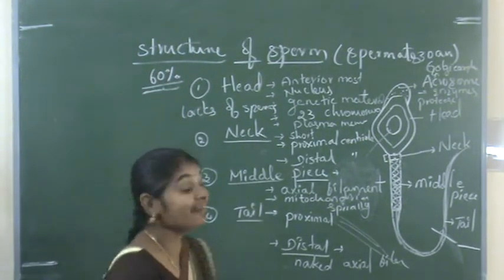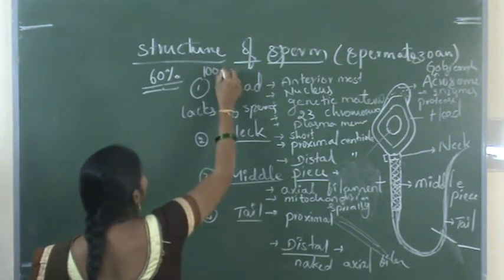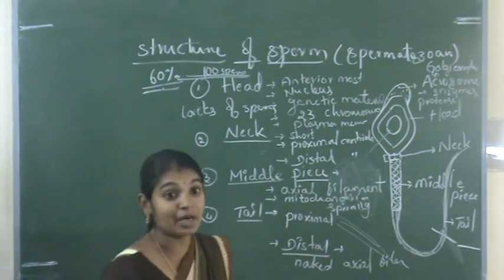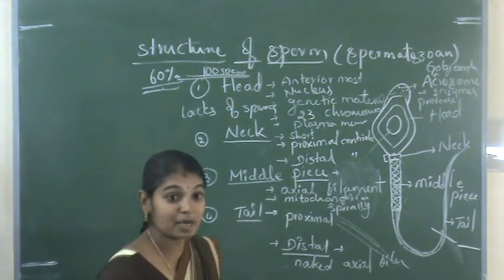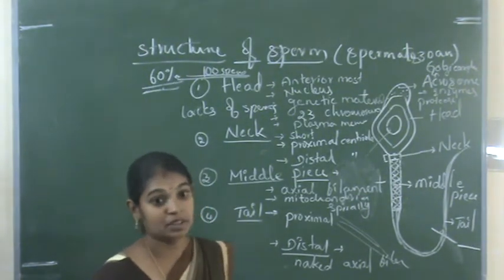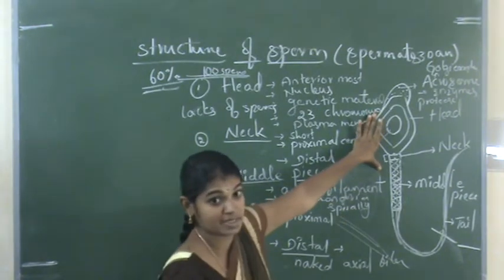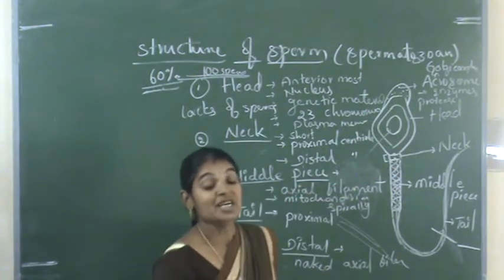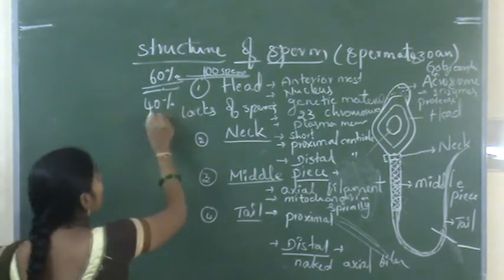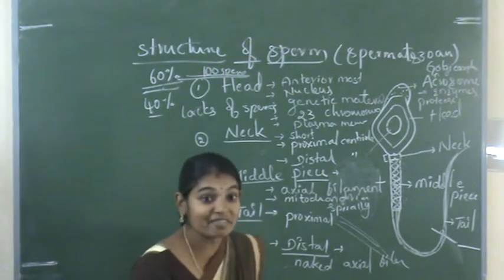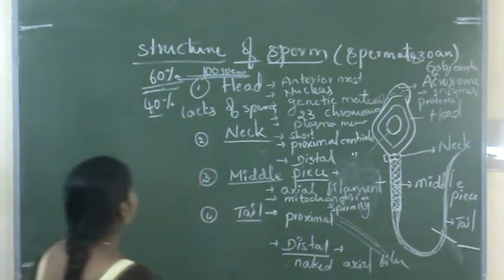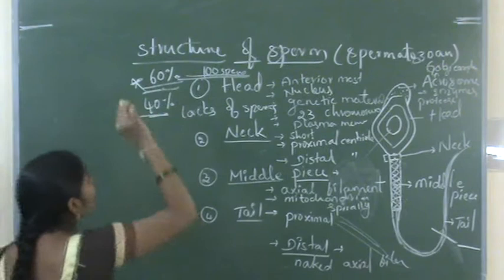Say for example, I will take 100 sperms as an example. Out of these 100 sperms, 60 sperms must have normal size and shape. So this is the normal human sperm. And 40% of sperms must acquire motility to reach the egg, to fertilize the egg. So this is very important to remember.